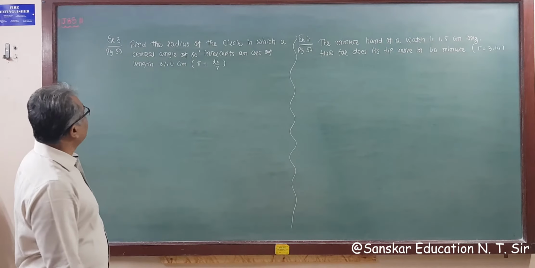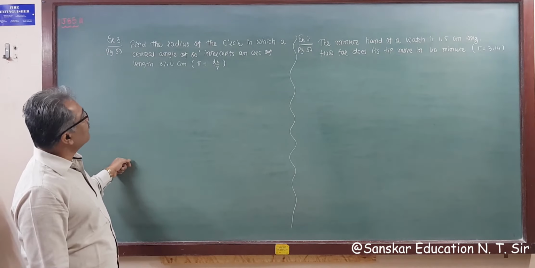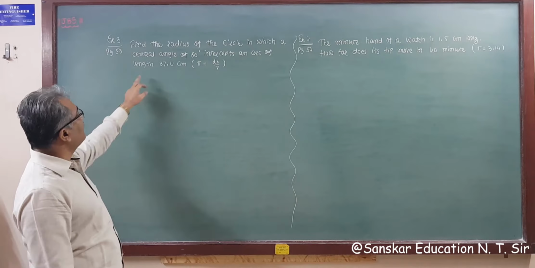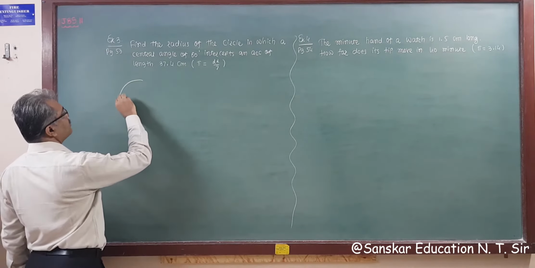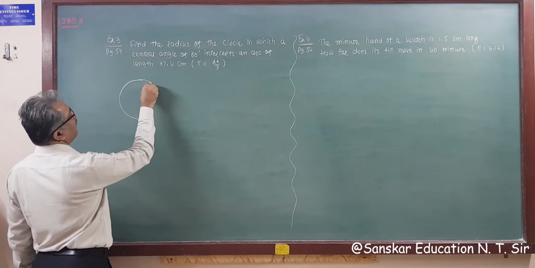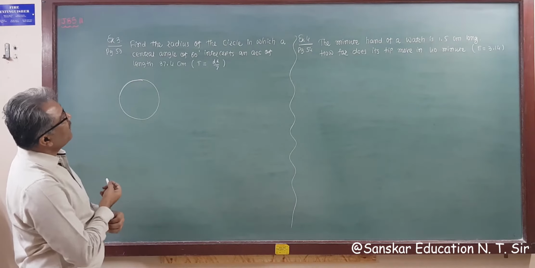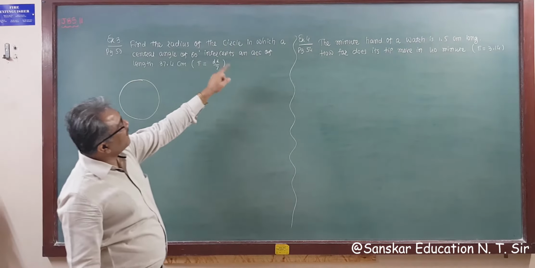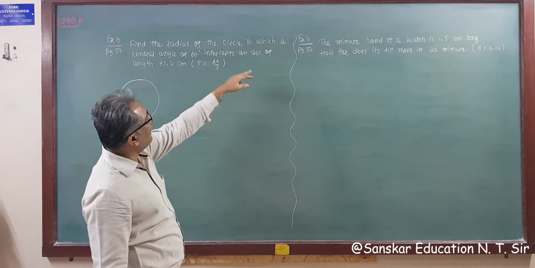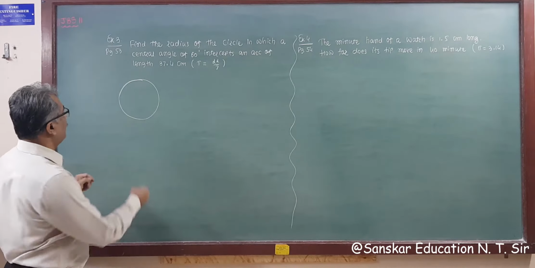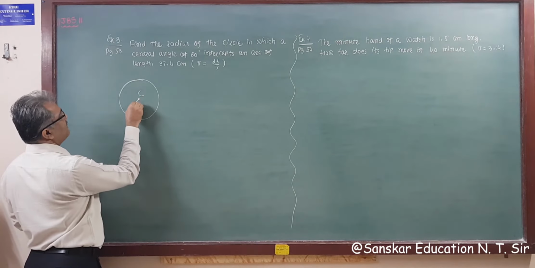Example 3, page 53. Find the radius of the circle in which a central angle of 60 degrees intercepts an arc of length 37.4. So what is given here? In a circle. So suppose this is a circle. In a circle, the central angle of 60 degrees intercepts an arc of length 37.4. Suppose this is the center of the circle C and this is the arc.